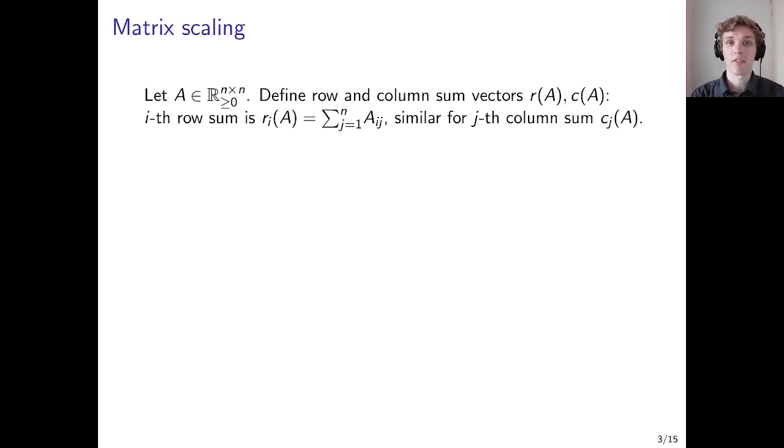So let's get to matrix scaling. The idea is as follows. I give you a matrix A. It's an n by n matrix with non-negative entries. Then I define the row and column sum vectors of this matrix as follows. The ith entry of the row sum vector is just the ith row sum of the matrix, and similar for the column sum vector.